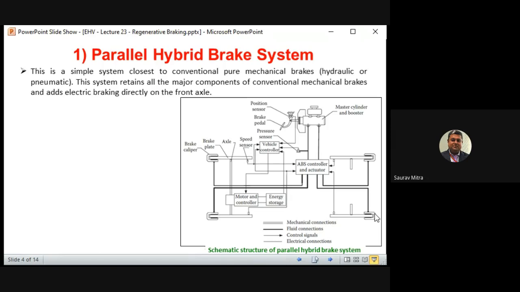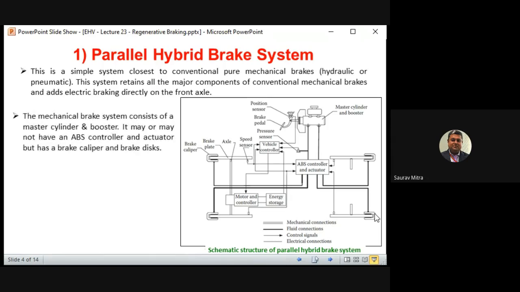ABS controller, actuator is there, vehicle controller, axle, brake plate, brake caliper. So everything is there, and all these things we have studied previously. Let us see some features.